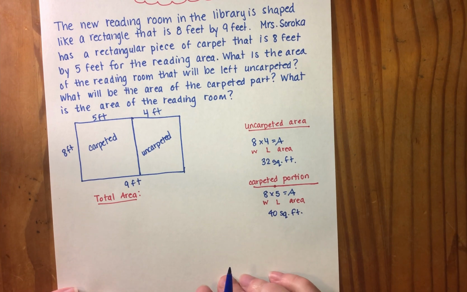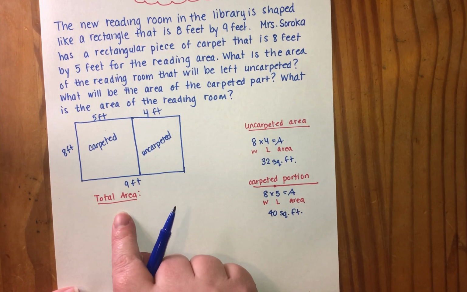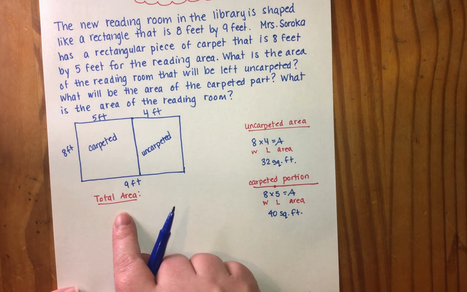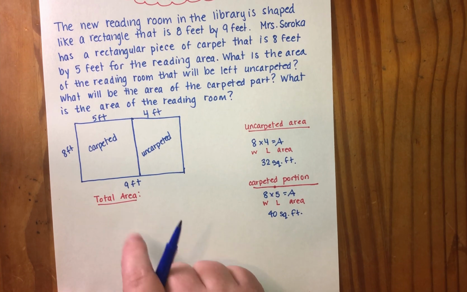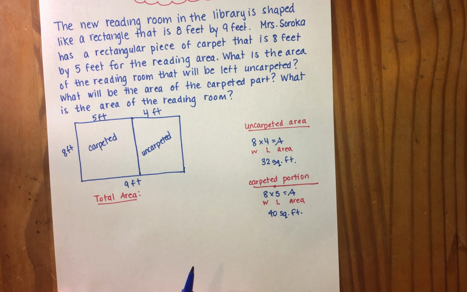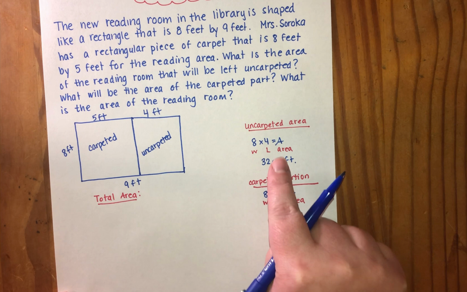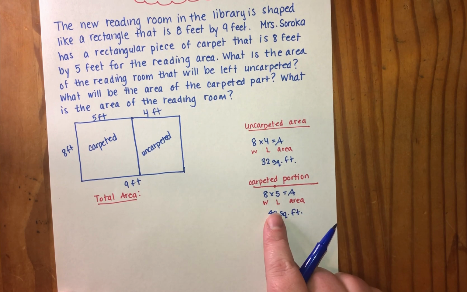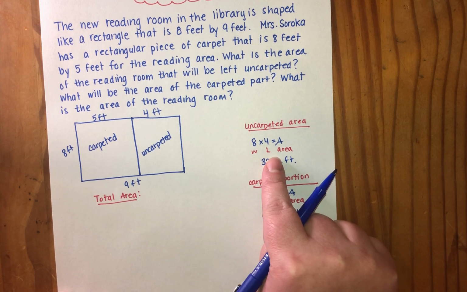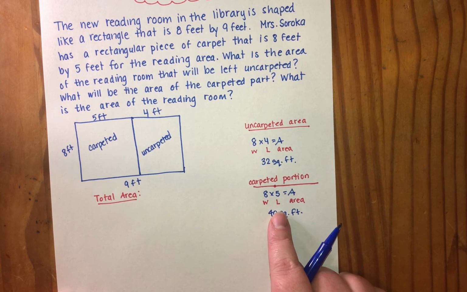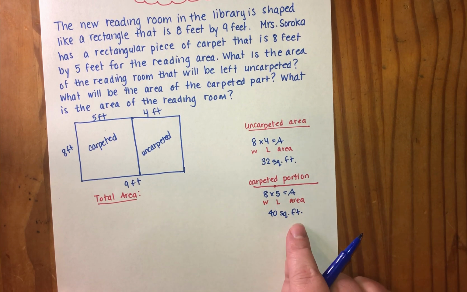How did you solve for the area of the total reading room? Say it out loud. Yes, we know that we can find the total area of a larger rectangle by partitioning it into 2 smaller rectangles, finding those areas, and adding them together. We know that the area of one rectangle is 32 square feet and the other is 40 square feet. What equation could we write to match this work? Say it out loud.